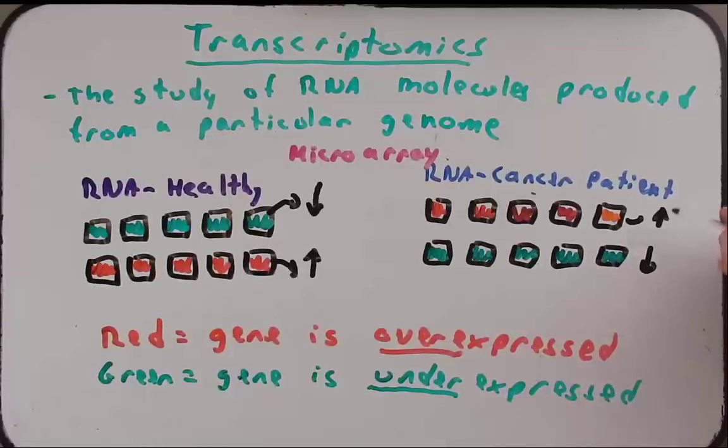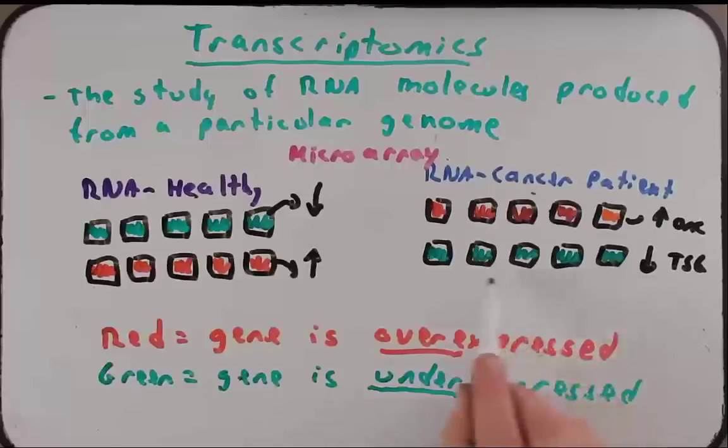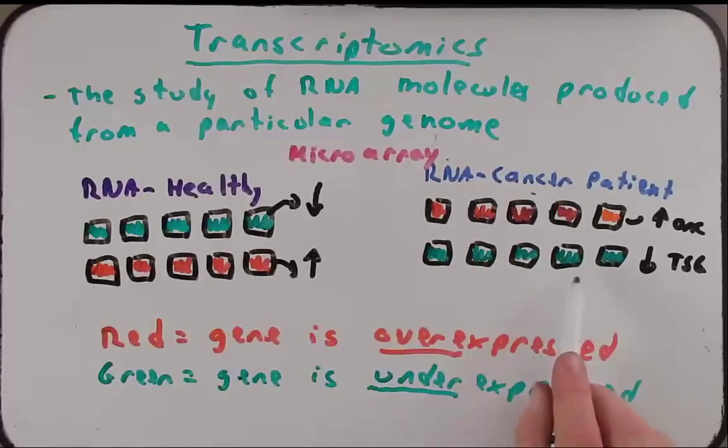So this can take us back to some of our understanding of cancer. We know that, for instance, oncogenes in cancers are typically overexpressed, whereas tumor suppressor genes are underexpressed. So this could lead us to identifying important tumor suppressor genes or oncogenes found in cancer patients.